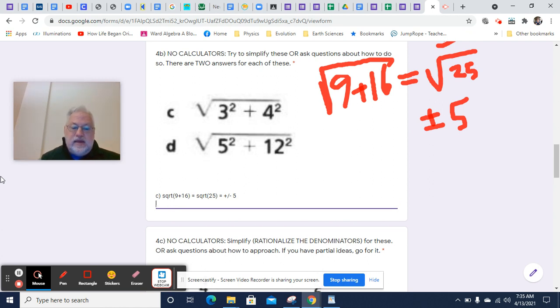And then D, similarly, we're going to simplify what's inside here first. So 5 squared will be 25, and 12 squared will be 144. We can add those together, and we get the square root of 169. You may or may not know this, but 169 is a perfect square. It is the square of 13. So our answer is plus or minus 13.